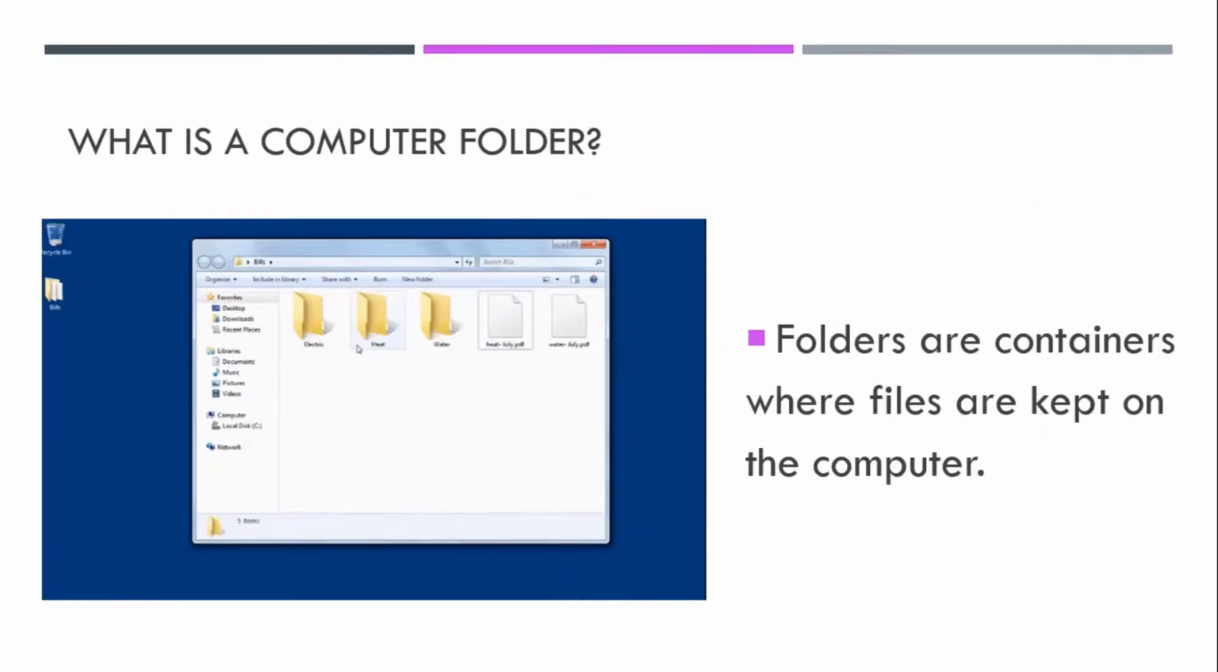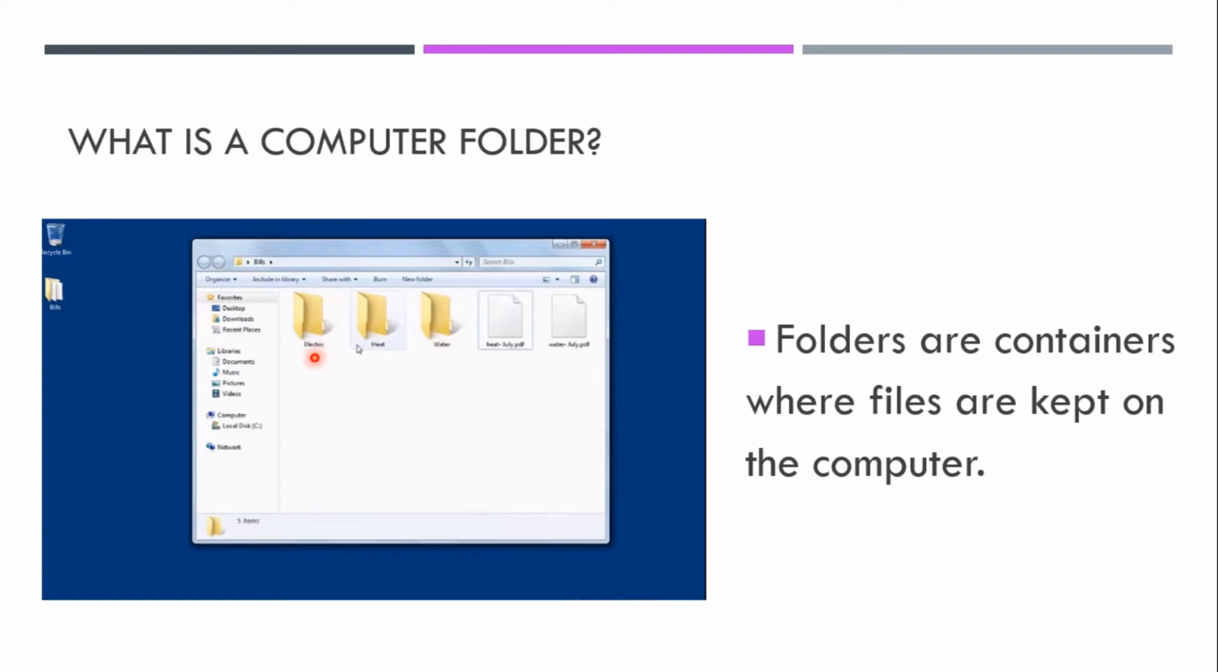Okay, so first, what is a computer folder? Computer folders are containers. They are containers where files are kept on the computer. We call them containers because files are kept inside them. They are usually yellow in color and carry a name under the folder. Look at the right hand side of your screen. You will discover you have like 3 different types of folders there.